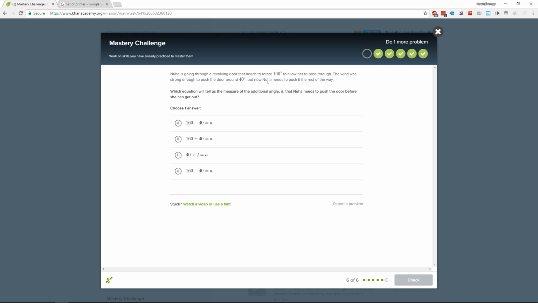Going through a revolving door that needs 160 degrees to rotate to allow it to pass through. The wind was strong enough to push the door around 40 degrees, but needs to push it the rest of the way.